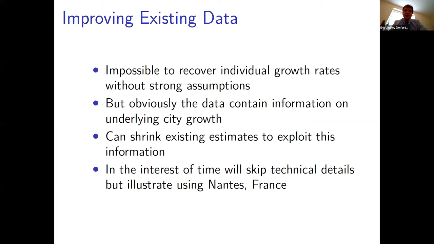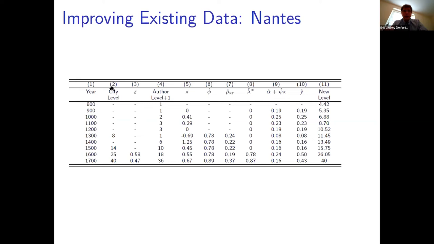But I'm going to illustrate how this works using Nantes in modern day France, where we don't have estimates for a lot of years. So here, this is the year. In the second column, we have existing estimates of city sizes, in thousands. So 40,000 in 1700, 25,000 in 1600, 14,000 in 1500, and in 1300, 8,000 people. This Z here is the existing estimates of city size. And this right here is the author level, plus one. This right here is author growth.